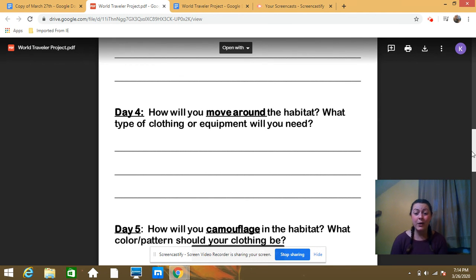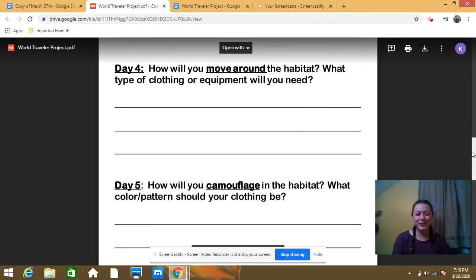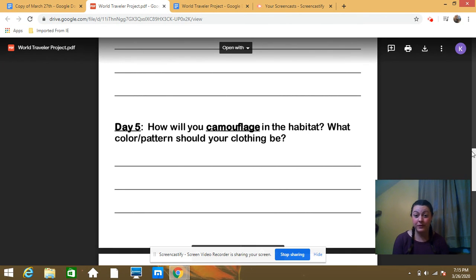How will you move around the habitat? What type of clothing or equipment will you need? I'm thinking if I was in the Sahara Desert, I would not be wearing flip-flops. But you know what I would be wearing? Sunglasses. Next question. How will you camouflage in the habitat? What color or pattern should your clothing be? Think about, what does the habitat look like around you?